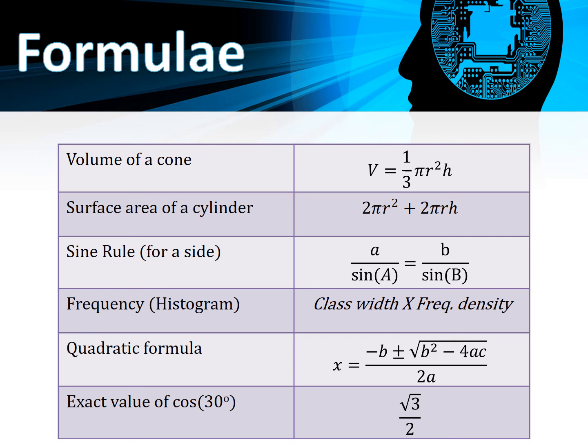Okay, and here are your answers. So go through them one at a time. Volume of a cone, fine. Surface area of a cylinder, you've got 2 lots of the circles, so the top and bottom, plus you've got the curved part of the cylinder, which if you open it out, you get the circumference of one length and the height of the cylinder as the other. Sine rule for a side, a over sine A, b over sine B. Frequency is class width times frequency density. Quadratic formula has been here forever, so I'm going to change that one next time. Hopefully you've got that one nailed by now. And the exact value of cos 30 is √3/2.